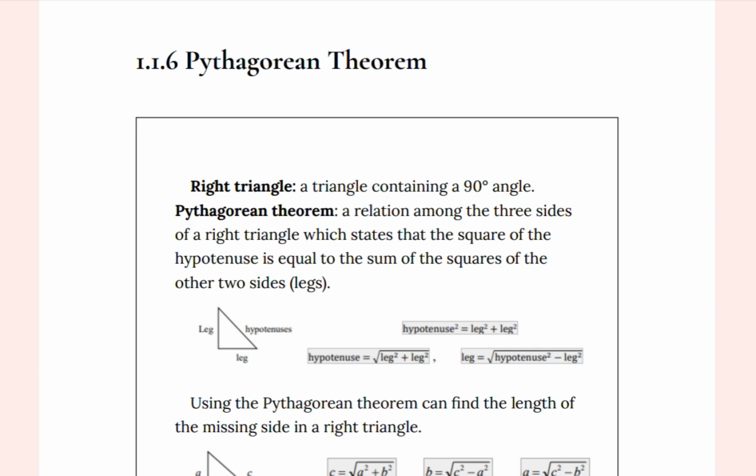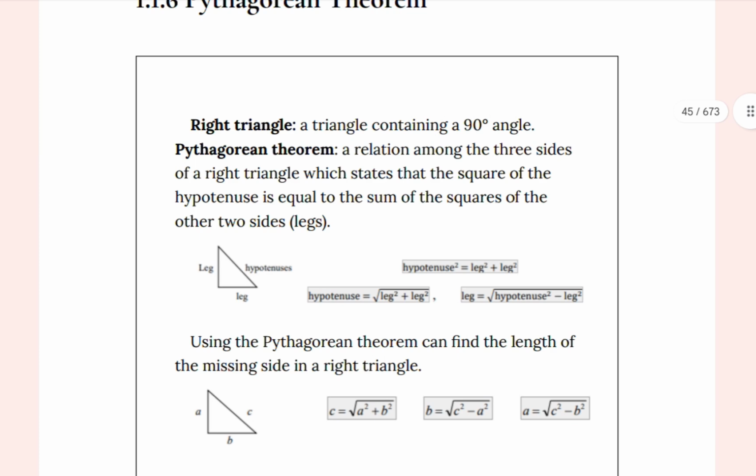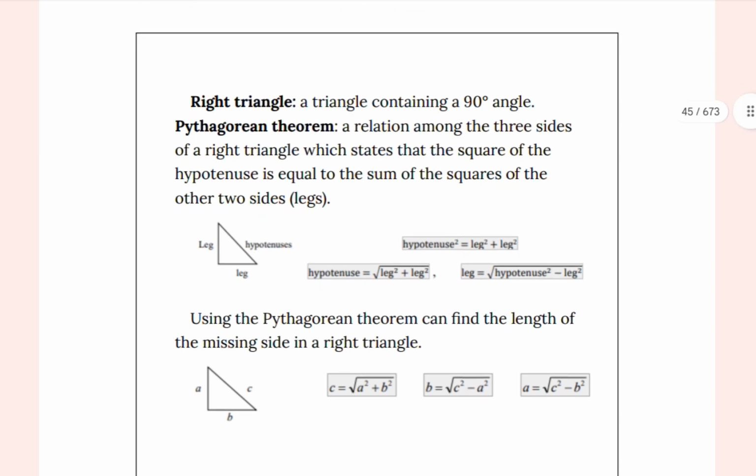Some of the first few sections of engineering mechanics statics will require you to apply some of the things that you've learned in trigonometry. Some of these things include the Pythagorean theorem. So what is the Pythagorean theorem? It's actually about a right triangle, a triangle containing a 90-degree angle.